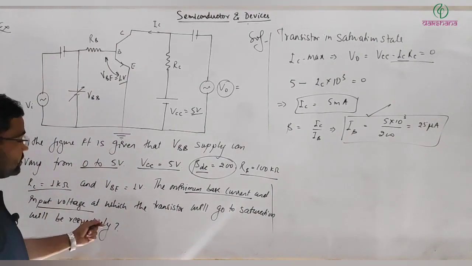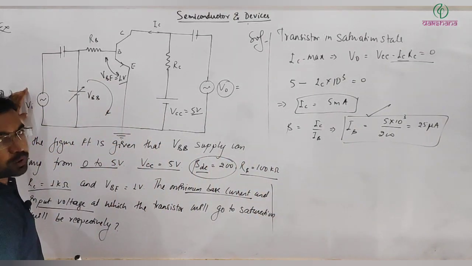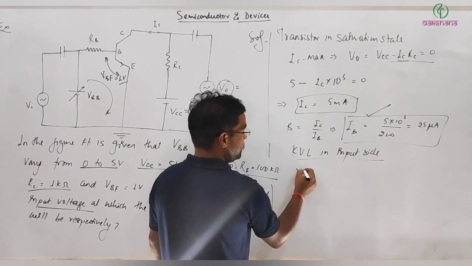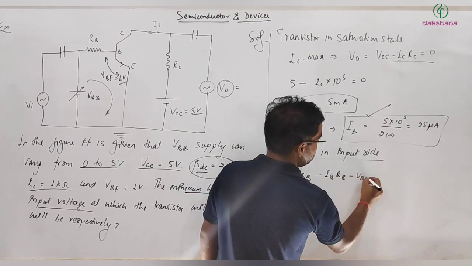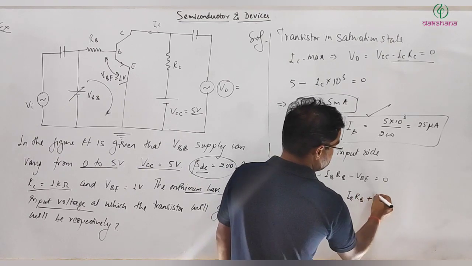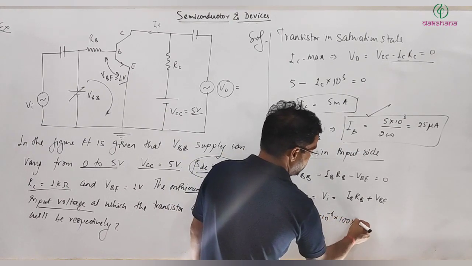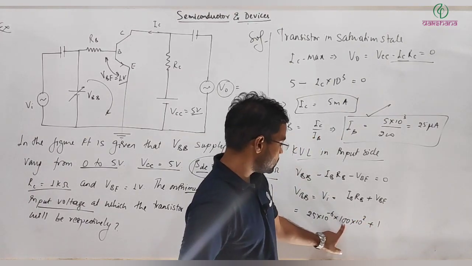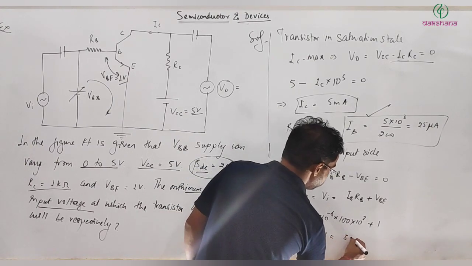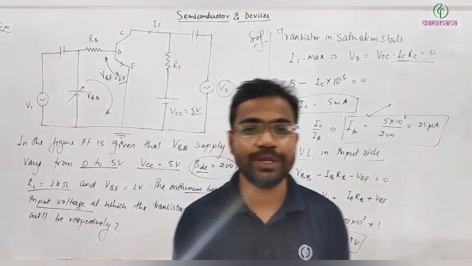Another part is asking for the input voltage at which it will be in saturation state. So for the input voltage I can apply KVL. VBB is the input voltage. If I apply KVL on the input side, then VBB minus IB RB minus VBE equal to 0, and VBB, that is your V input, comes out to be IB RB plus VBE. Let's substitute IB: 25 times 10 to the power minus 6, RB is 100 kilo, plus 1. So you get 2.5 plus 1, and that is 3.5 volt. So this is the input voltage at which your transistor will be in saturation state.